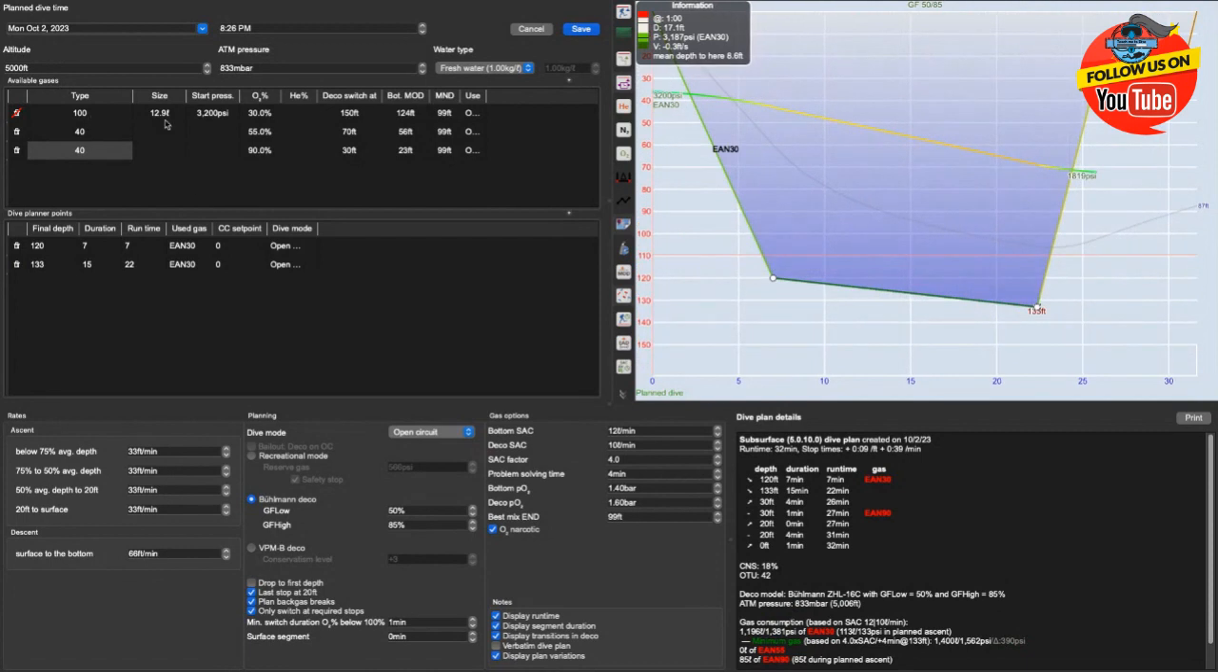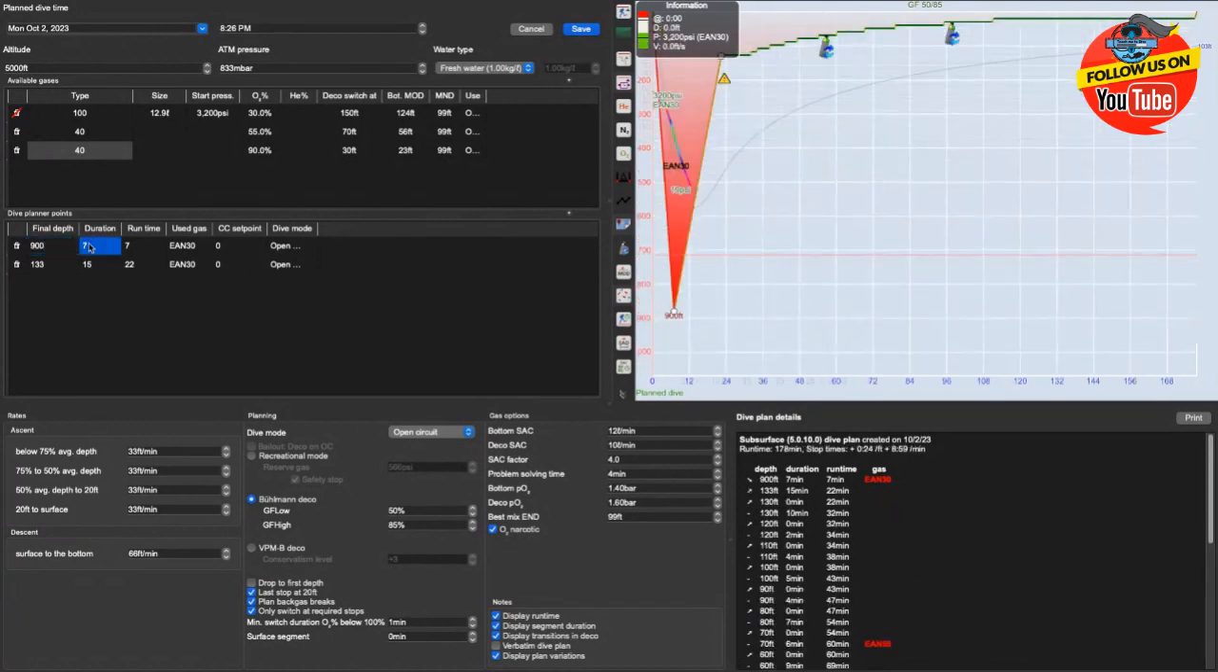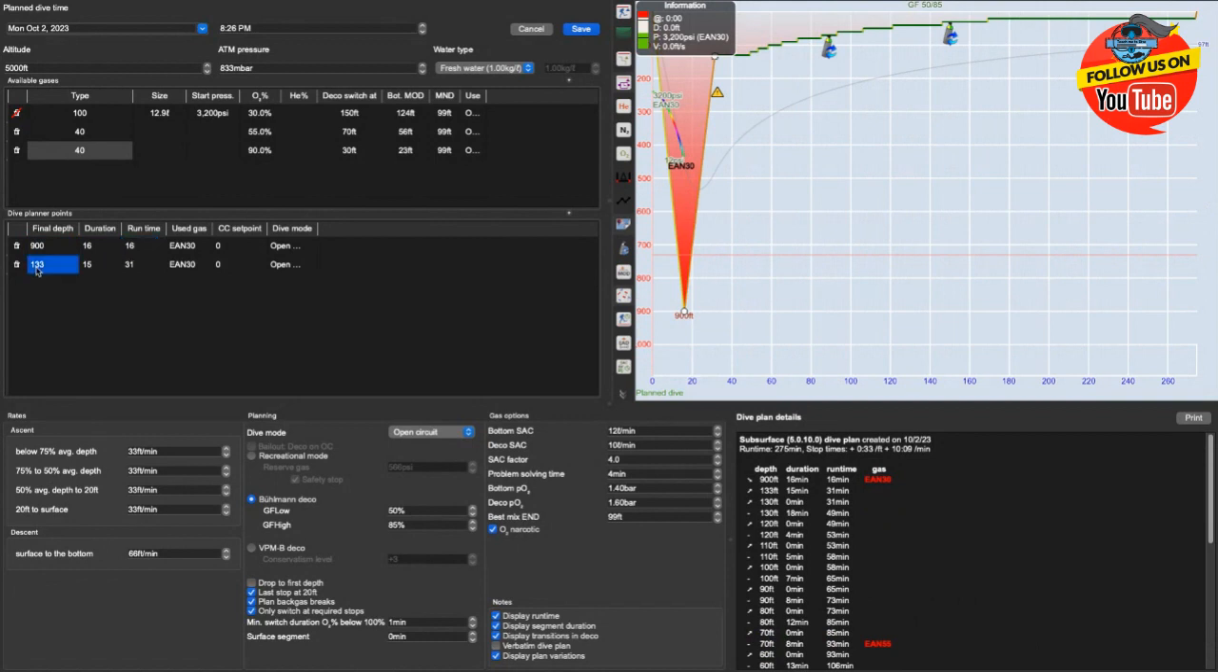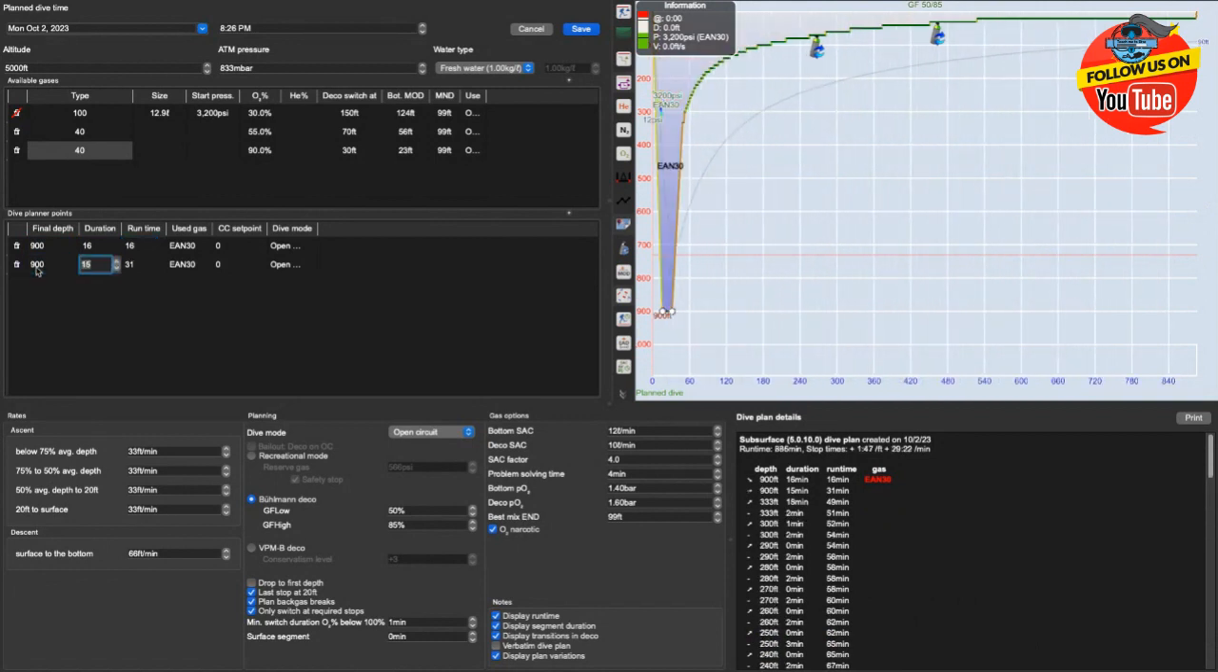And you can plan as deep a dive as you want. Hey, let's go to a cave. We're going to do 900 feet, and it's going to take us 16 minutes to get there, and we want to stay at that 900 feet for 15 minutes. Or maybe we want to hit the deck of the SS Tahoe. That's 405 feet.